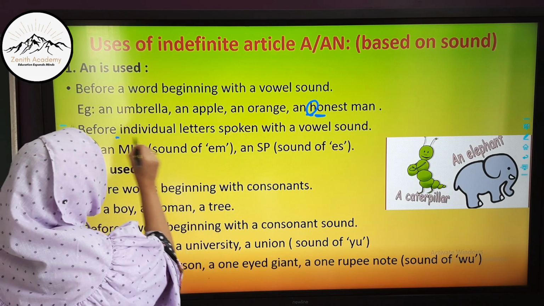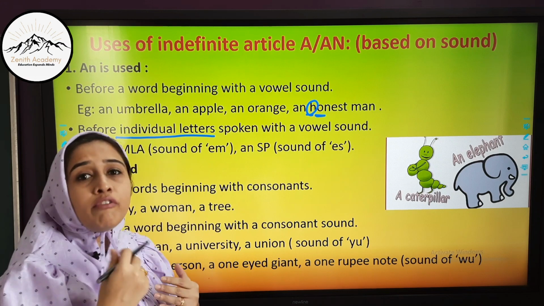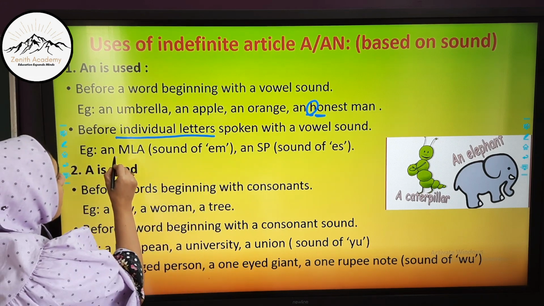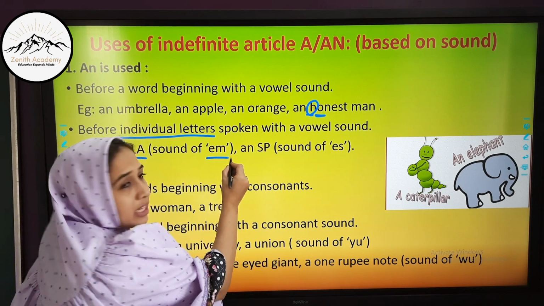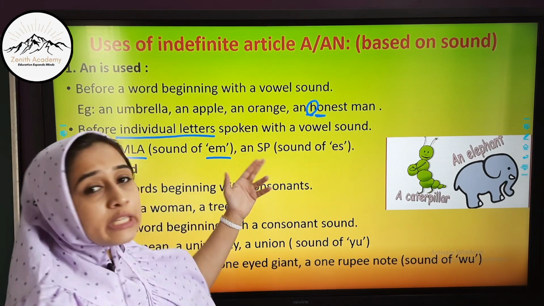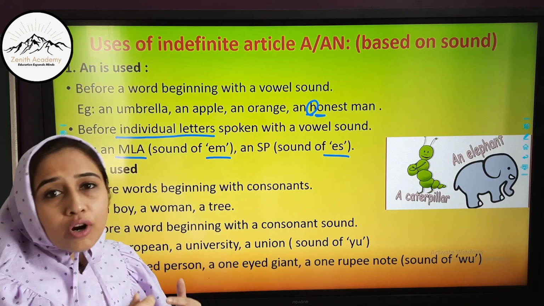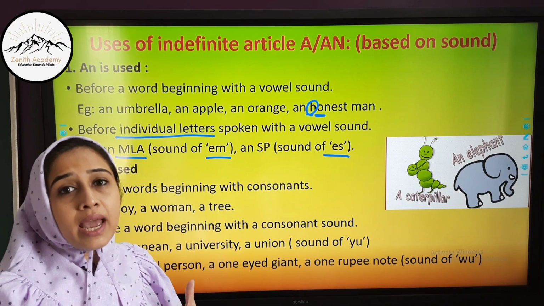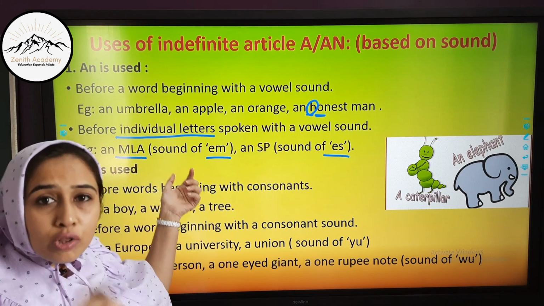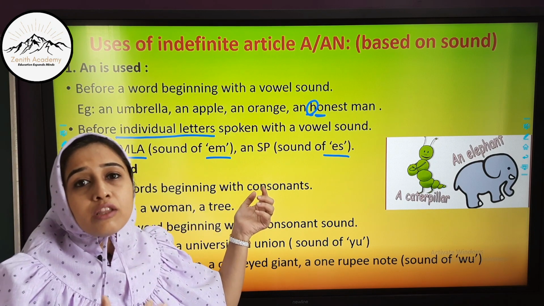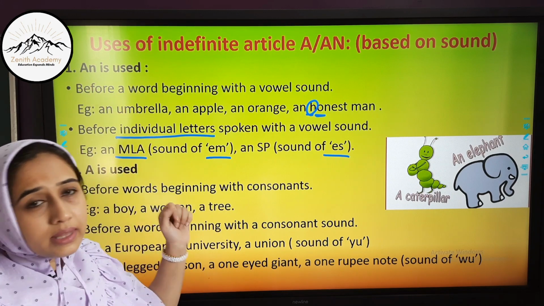These individual letters are consonants, but when you speak them, they produce the sound of a vowel. For example, MLA. When you say M, the sound of EM is pronounced. When you say SP, the S sound is of ES. So these short forms which we use, MLA, SP, these are sounds of vowels. Although they are consonants, when you pronounce them, the phonetic sound which is created is of a vowel, and therefore we use an before them.